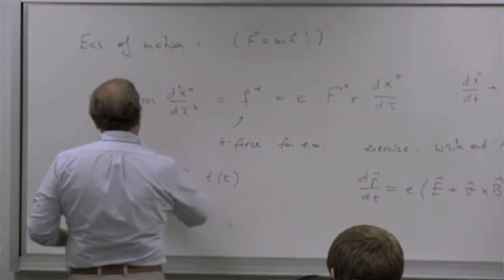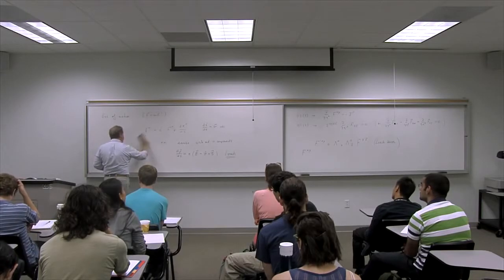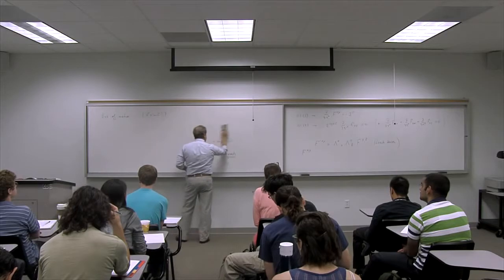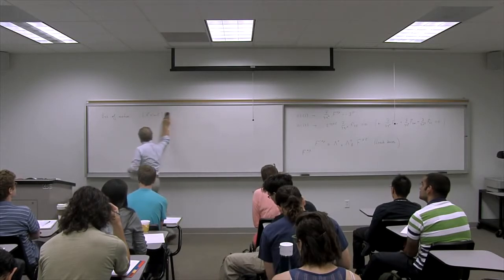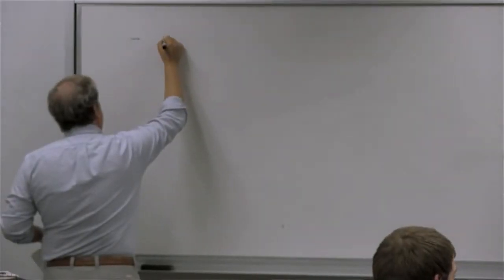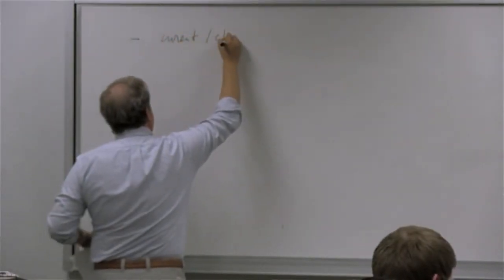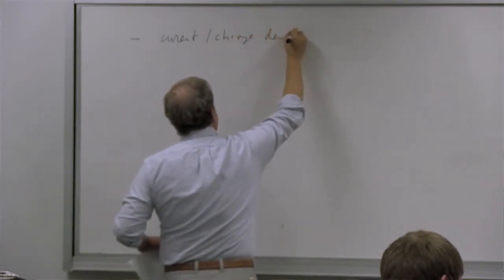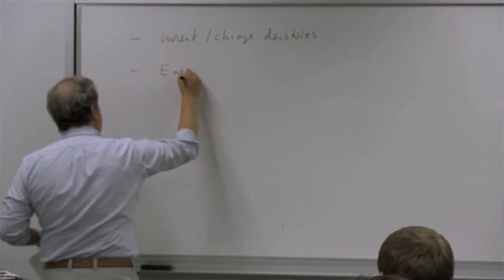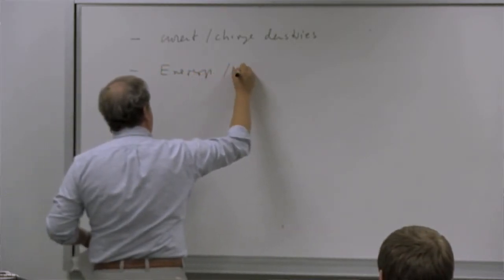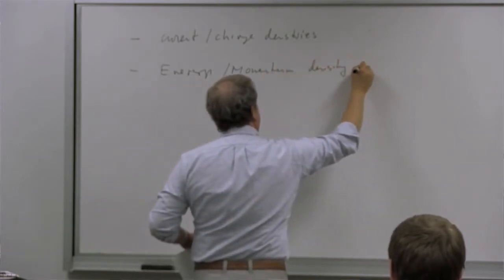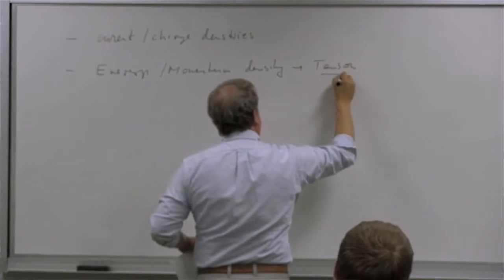So now we leave electromagnetism, at least for a few seconds, because we're going to come back to the electromagnetic field itself in a little bit. But let's discuss now. We talked about the current and charge densities, right? And now we're going to talk about the energy momentum tensor. So that is going to be a tensor.